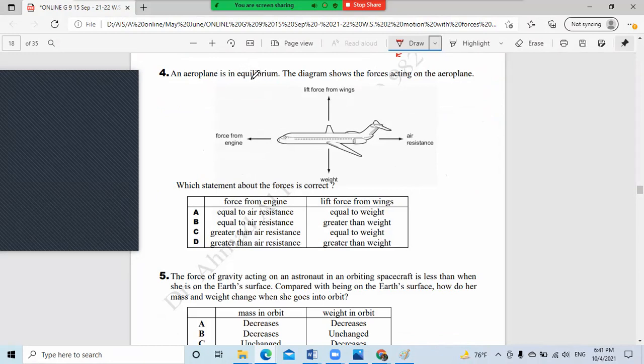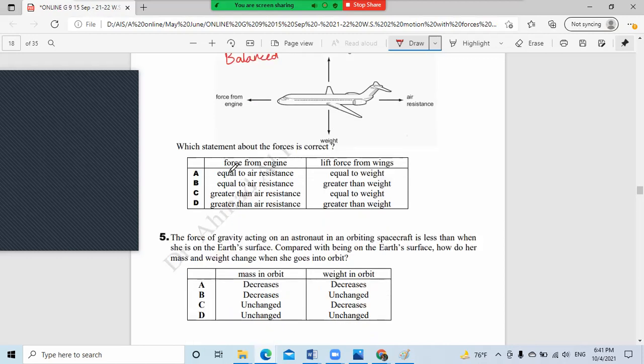An airplane is in equilibrium. Equilibrium means balanced and stable. We are going to talk about stability later on. So it is balanced, okay? The diagram shows the forces that act on this airplane. We have force from the engine forward to the left. We have air resistance to the right, opposite to the direction of the motion. We have a lift force from the wings upward, and we have the weight of the airplane downwards. Which one of these statements about forces is correct?